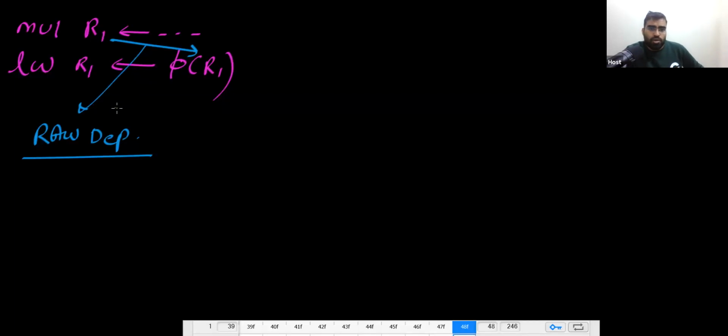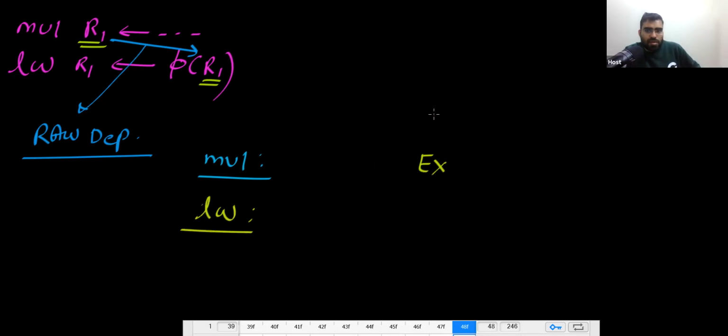Now you tell me what we need to do for this one. Actually, you don't need to write the whole thing. You just need to write where this is reading and where this is writing. You need to focus there. So when this multiplication is in the execution phase, where is this LW? That is in the decode phase, the instruction decode phase.